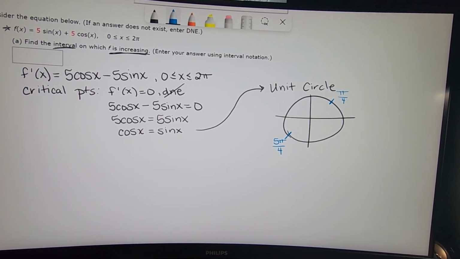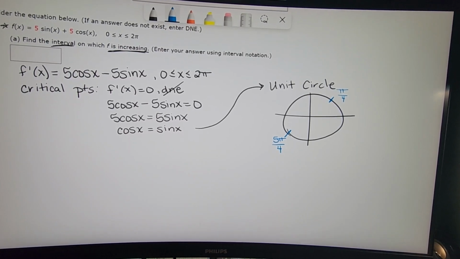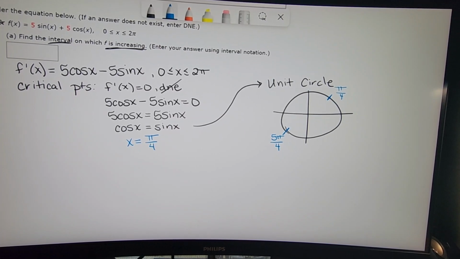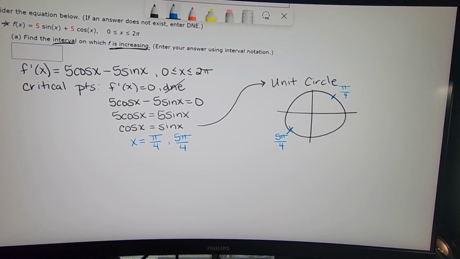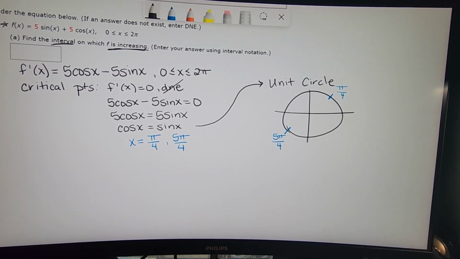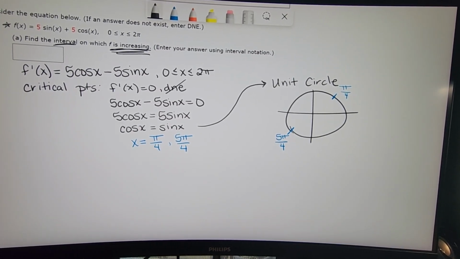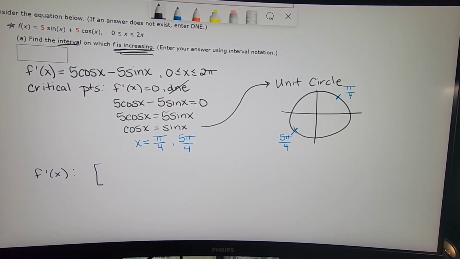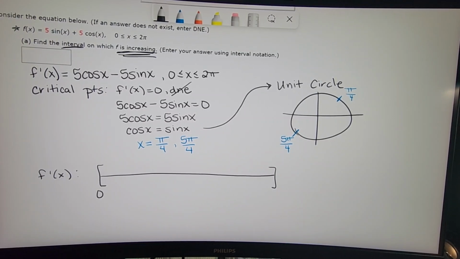Notice that cosine of x has the same magnitude as sine of x. And on the opposite end of the unit circle, 5 pi fourths, again, you have negative sine and negative cosine having the same magnitudes, or not direction, but same sign, so it equals a positive value. So you have pi fourths, and you have 5 pi over 4. Those are your critical points. Those are where this function will be true, where cosine of x is equal to sine of x.